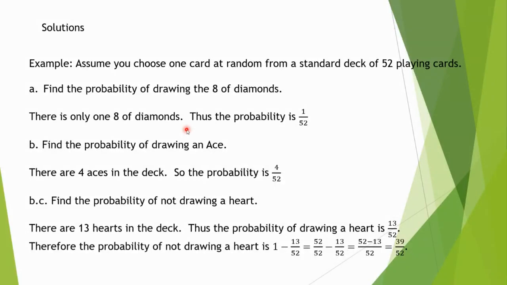For the next one, the probability of not drawing a heart. It turns out there are 13 hearts in a deck. So what we're doing here is finding the probability of an event by looking at the complement, because that's a little bit easier, to get the probability of the original event, so to say.